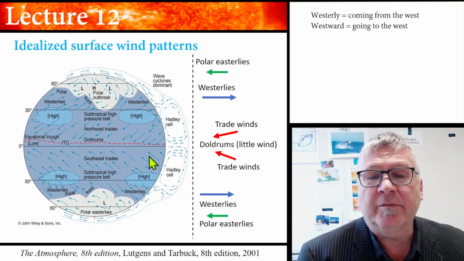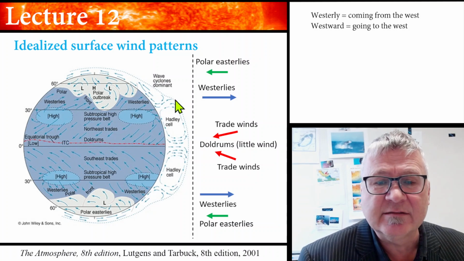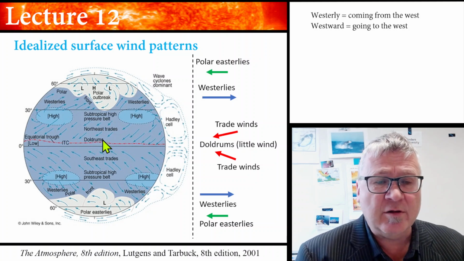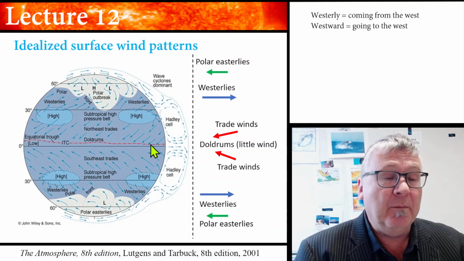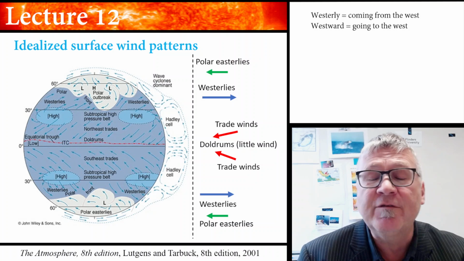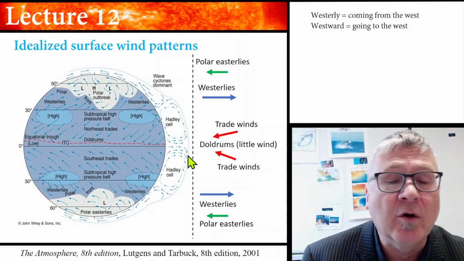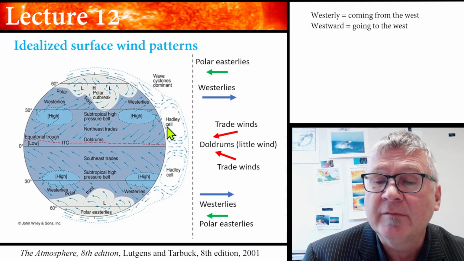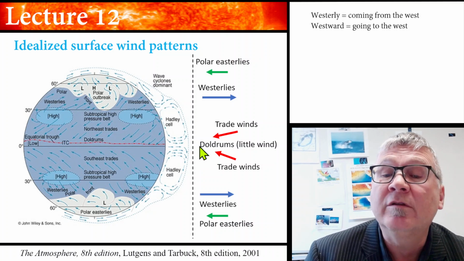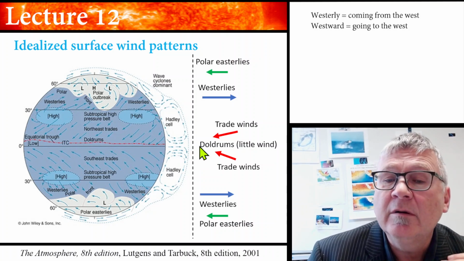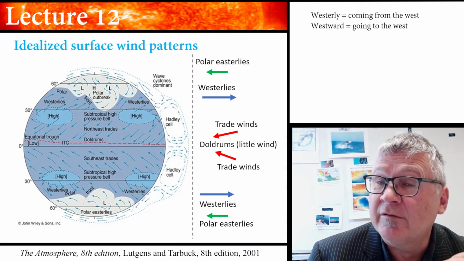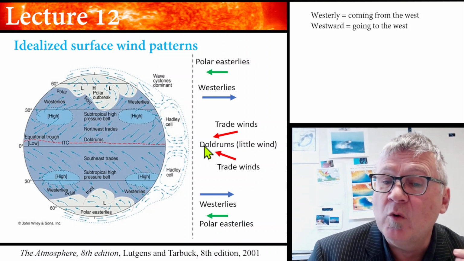Again, this sketch shows you the Hadley cells and the intertropical convergence zone. But you can describe the general surface wind circulations as shown here on the right side. Near the equator, there is a zone called the doldrums, which has little wind. It's a relatively wind-still zone.